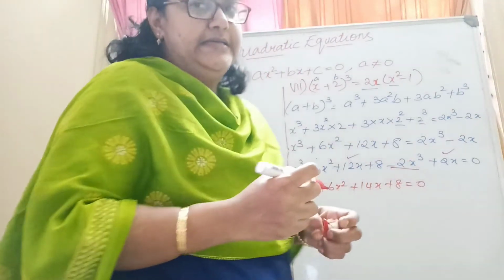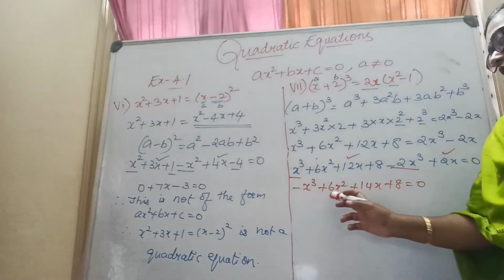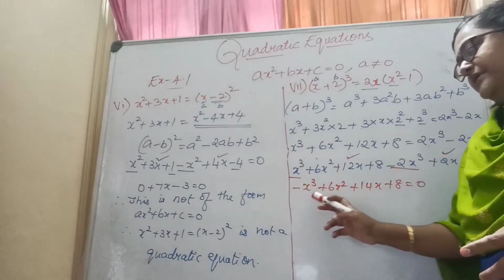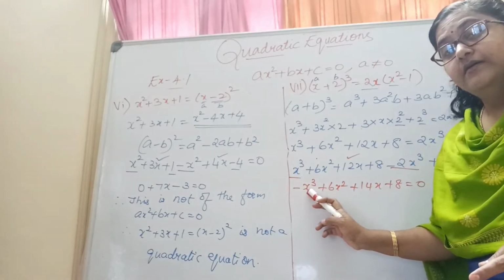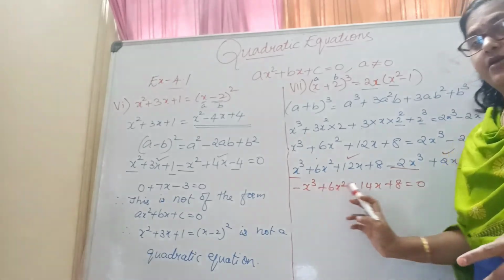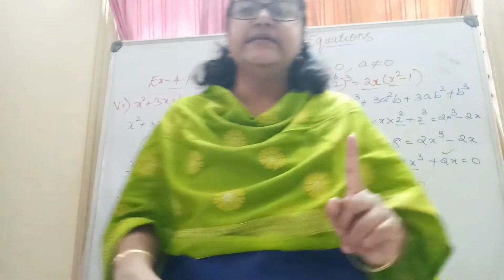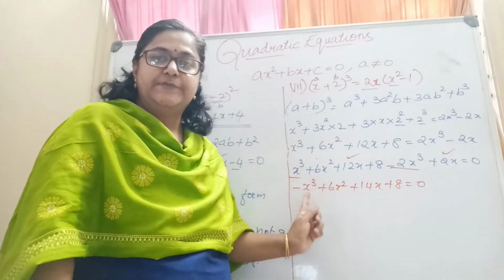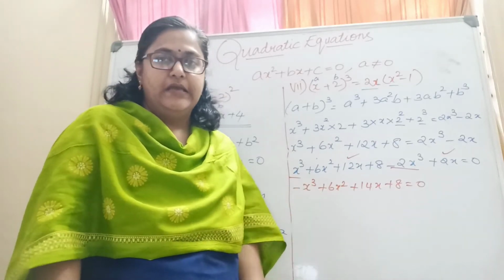Now you tell me, is it of the form ax square plus bx plus c is equal to 0? Of course I have here ax square plus bx plus c, but I have one more term here, which is x cube, minus x cube. This is actually a cubic equation, not a quadratic equation. This is a cubic equation because the highest power is 3, not 2. The highest power of the variable is 3. So this is a cubic equation. This is not a quadratic equation.